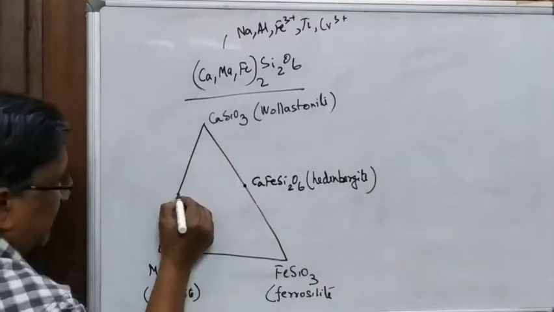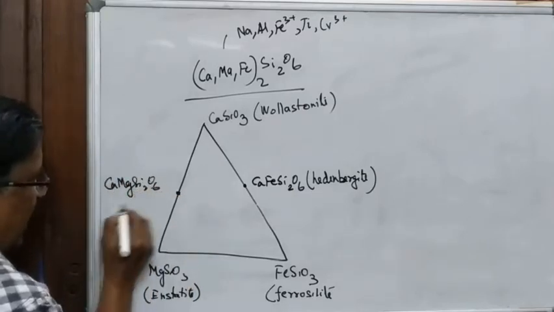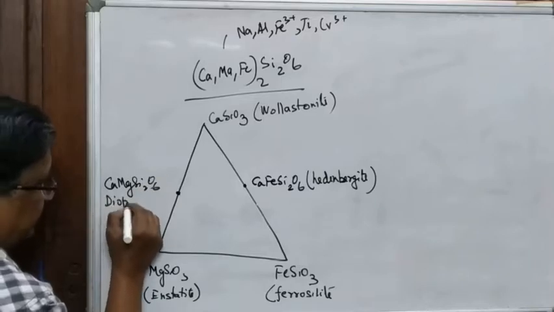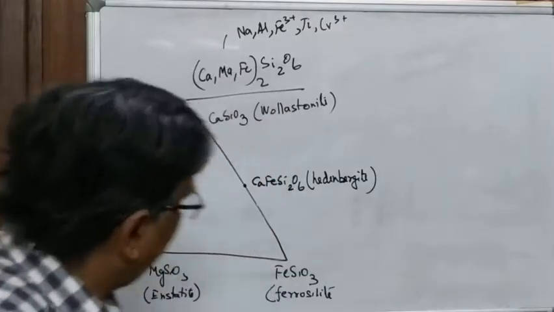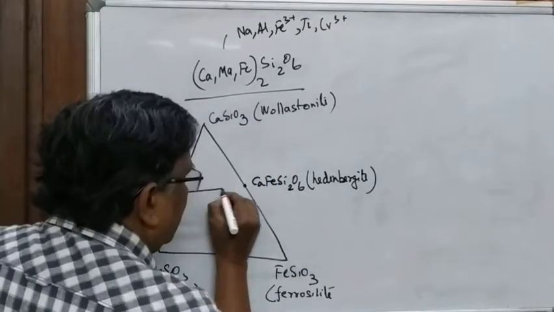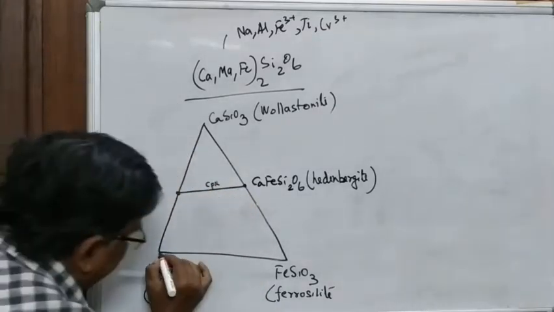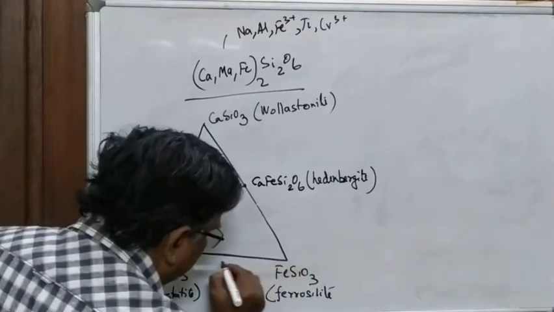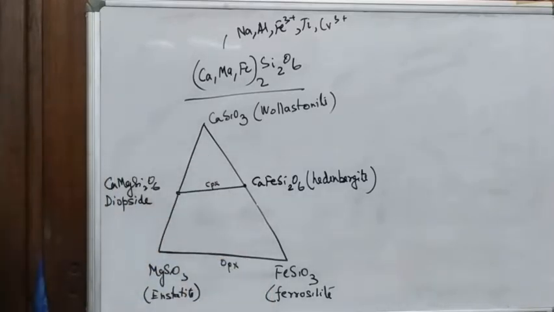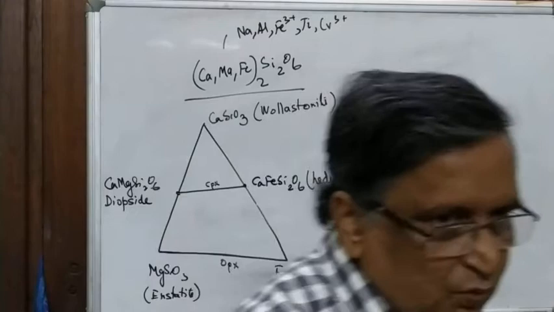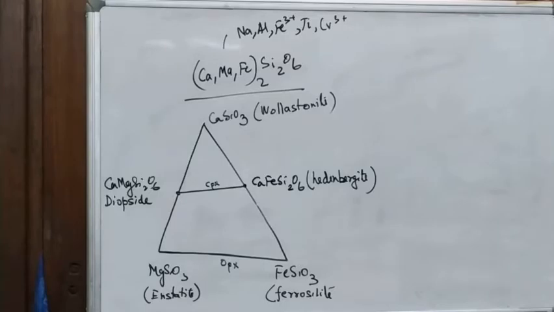And here at the midpoint, you have CaMgSi2O6, and this is called diopside. I think this forms the solid solution clinopyroxene, and this binary forms the solid solution orthopyroxene. It is highly simplified. This, what people say, is highly simplified. This is not correct. This is not enough.